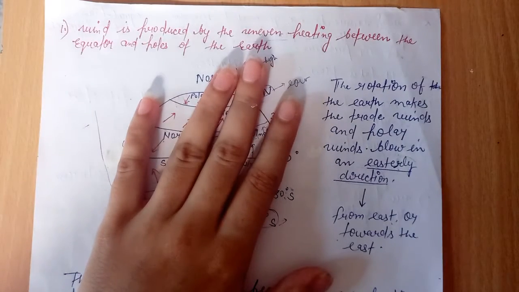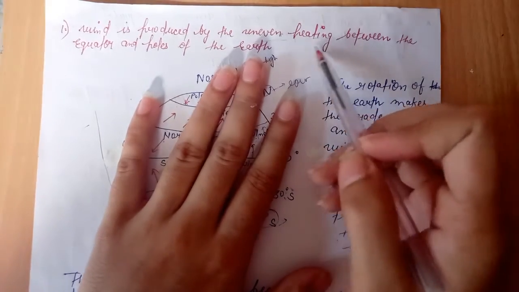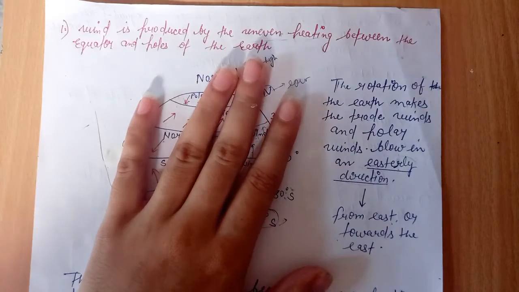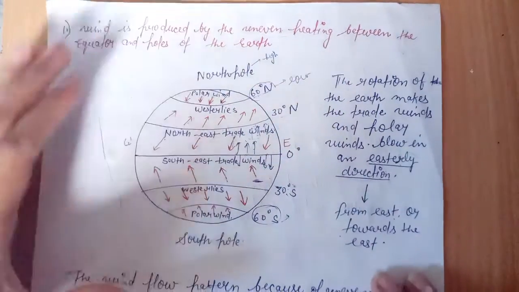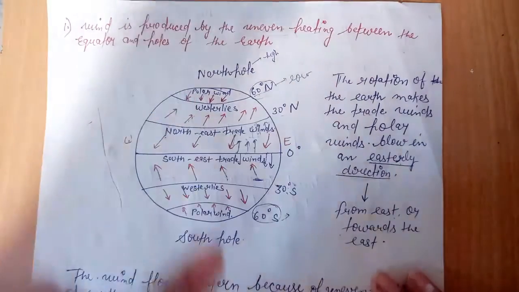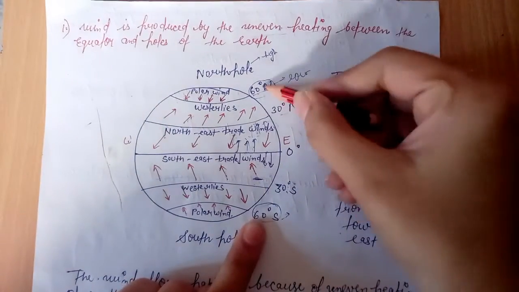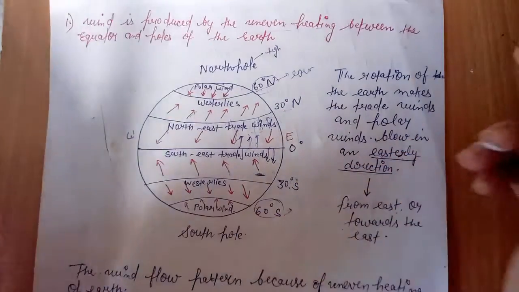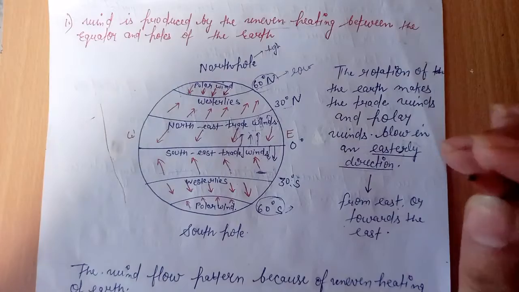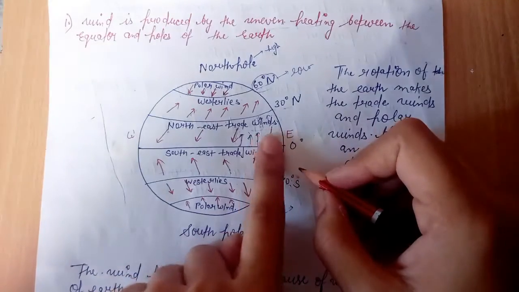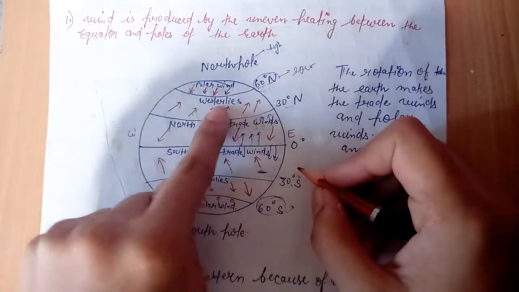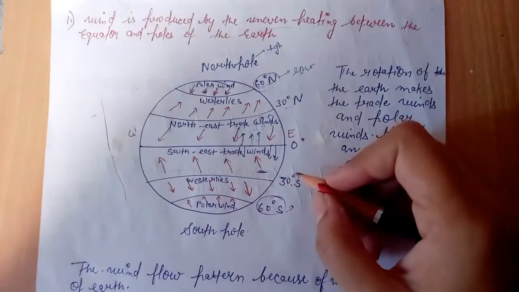It means that a difference in air pressure is necessary to blow the wind, and uneven heating leads to the difference in atmospheric pressure. This is the diagram with the line of equator, north pole, south pole, and latitudes 30 degrees, 60 degrees north, 30 degrees, 60 degrees south, west and east direction. And here are three types of wind: trade winds, westerlies, and polar winds.